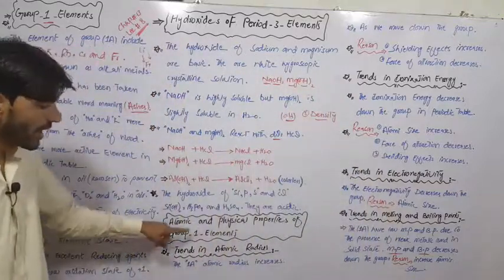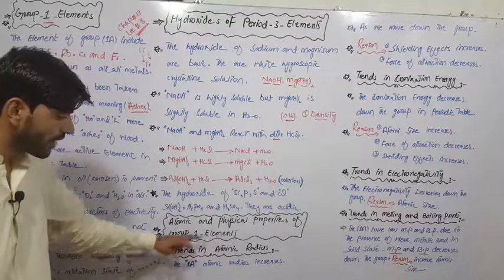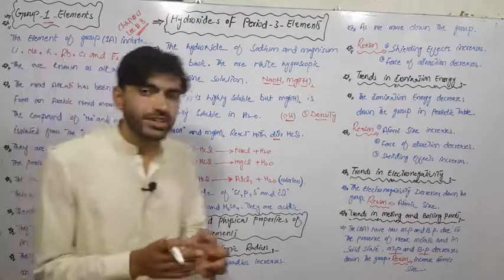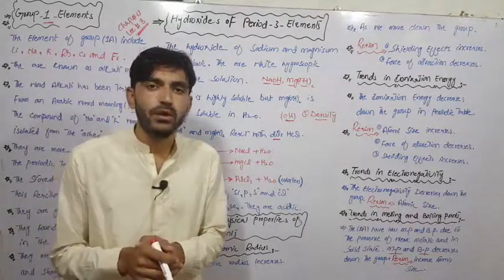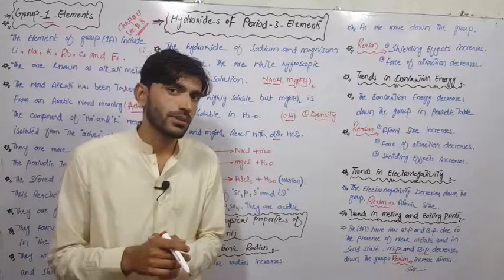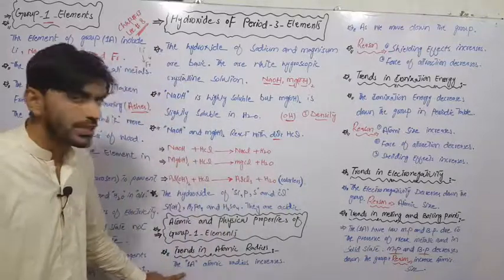So let's see the atomic and physical properties of group first elements. The first atomic and physical property is the trend in atomic radius. Clear? Atomic radius we discussed in lecture number 2 of period 3 elements, whenever we were discussing their physical and atomic properties, and the definition we discussed there. But here we only see a few points.